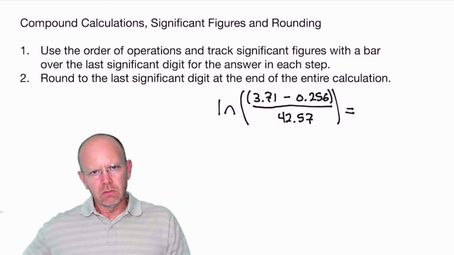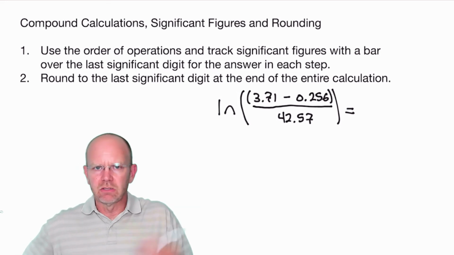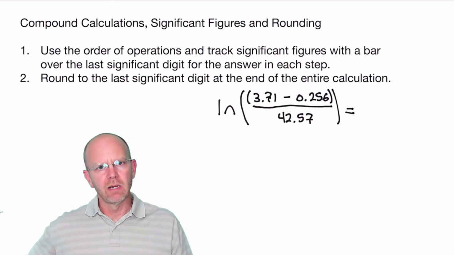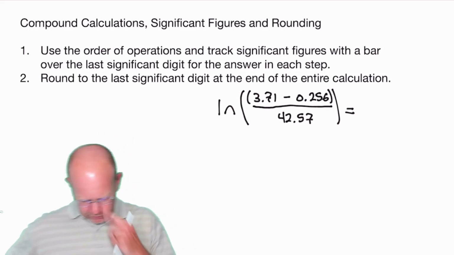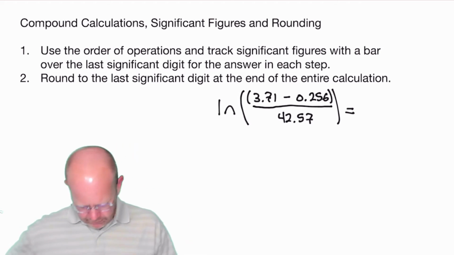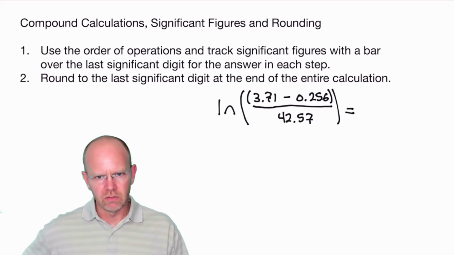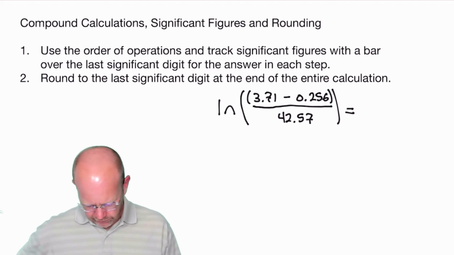So here, what I would recommend doing, the best way to do it, is just use the normal order of operations that you would use and do the calculations one at a time and track the sig figs in each step. So I made up an example here that involves a logarithm, a quotient, and also a subtraction. So this will give us practice with all the different rules.